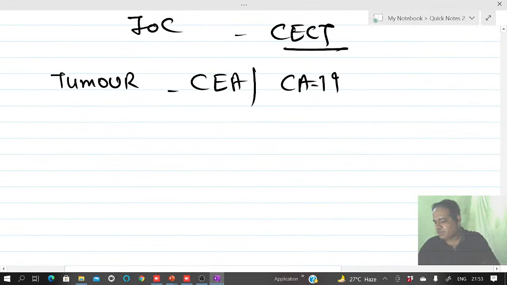Now, we can also use chemotherapy. We can also use gemcitabine. We can also use 5-fluorouracil, and we can use intraoperative radiotherapy also.